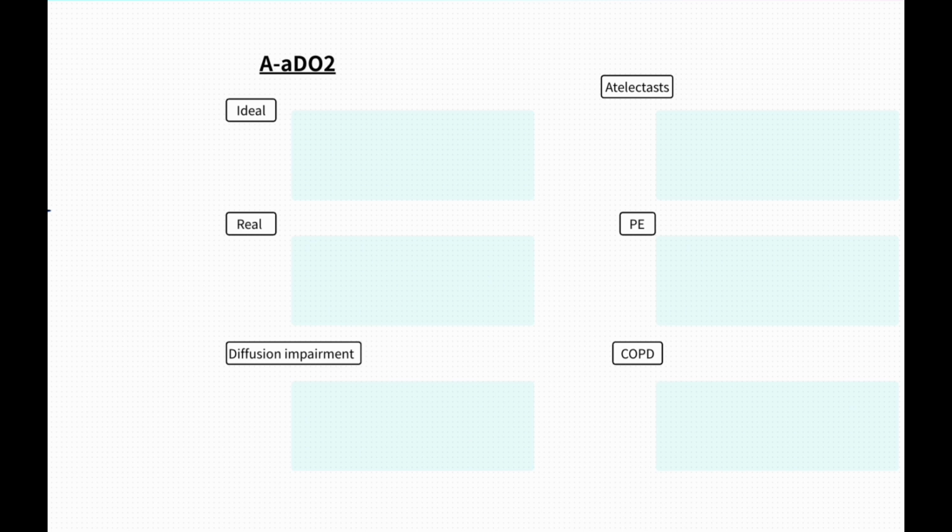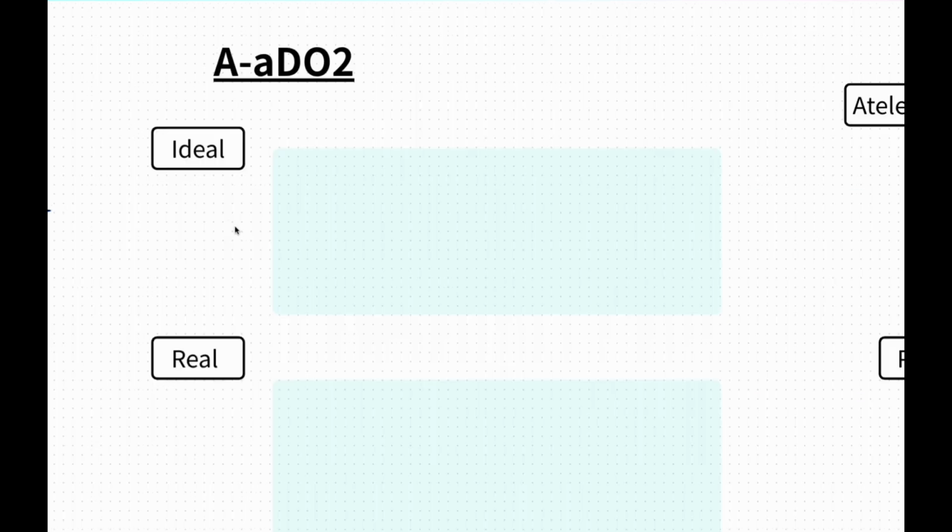So today, I'll explain the AA gradient using a simple schematic I always use when teaching residents, a clear, intuitive way to understand why hypoxia happens and which mechanism is responsible. Let's turn this into knowledge you can recall instantly and apply confidently in clinical practice. Let's start with normal physiology.